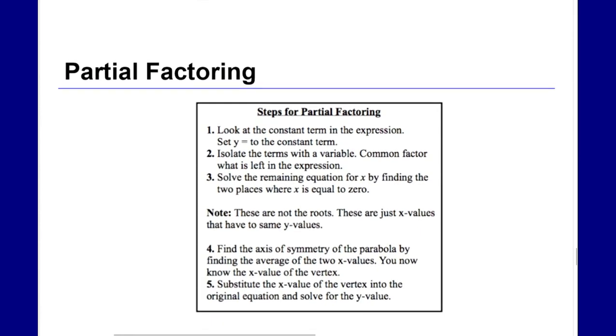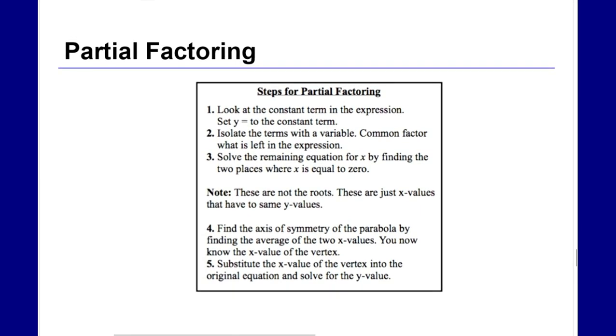The next step is partial factoring. Partial factoring is another way to find the maximum value or the vertex, and it is a little bit different kind of setup. We look at the constant term in the expression, y equals ax squared plus bx plus c. When we look at the constant term, we're looking at the c value. We want to set y equal to that c value, so essentially it'd be c equals ax squared plus bx plus c.